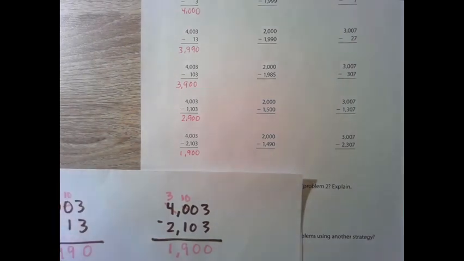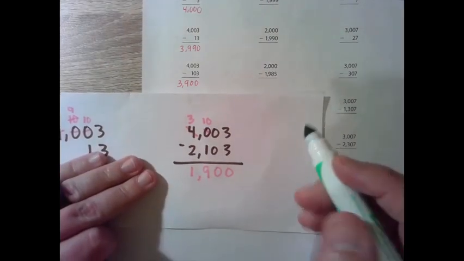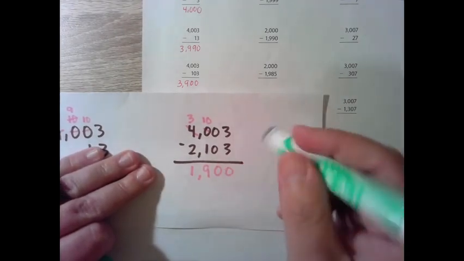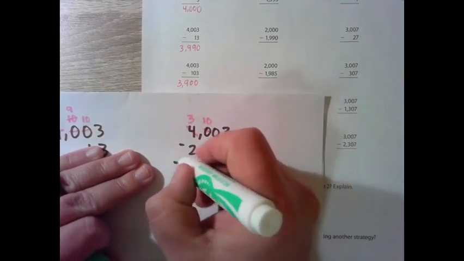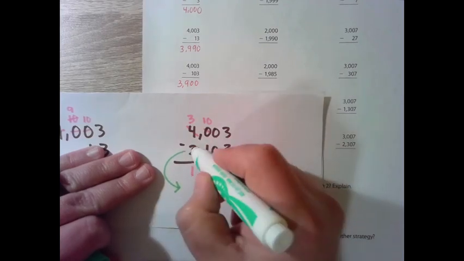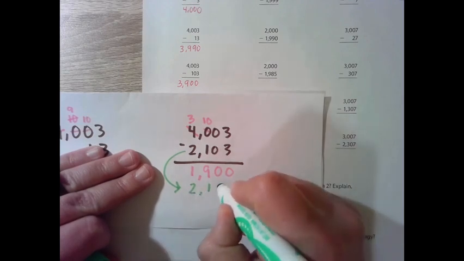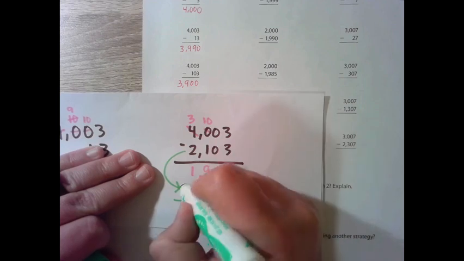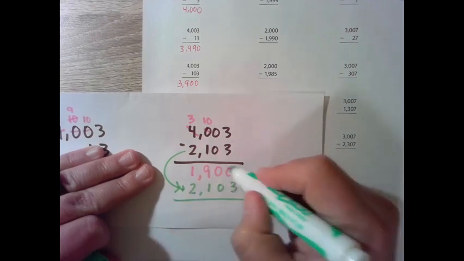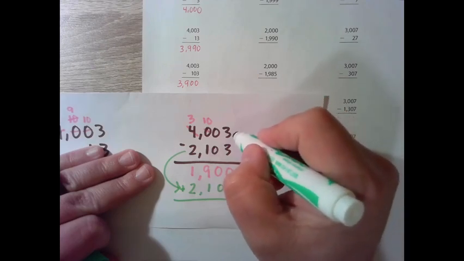Now, you can also check your work by adding. I'm going to show you how to do that. What you'll do is take your answer, 1,900, and add what you were subtracting. In this case, we were subtracting 2,103. So I'm going to put that down here, 2,103. If you add these two together, the answer that you got plus what you were subtracting, it should equal what you started with, which is 4,003.